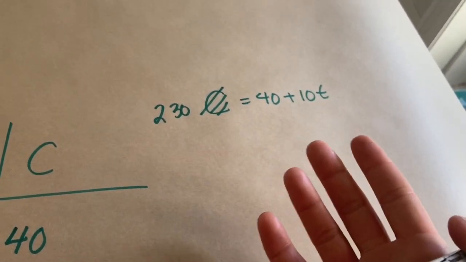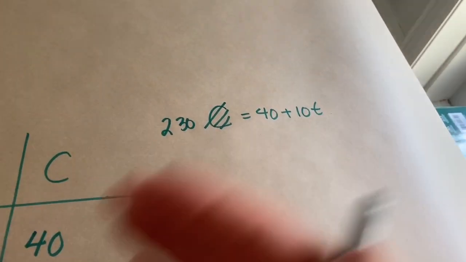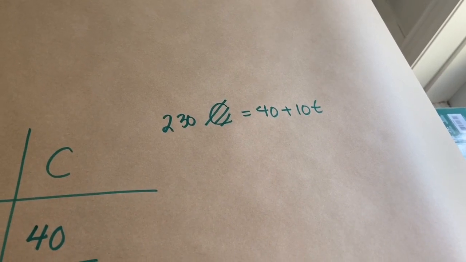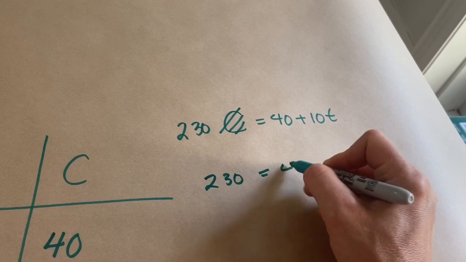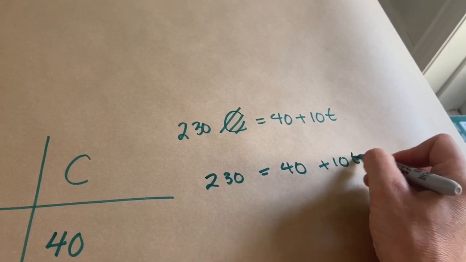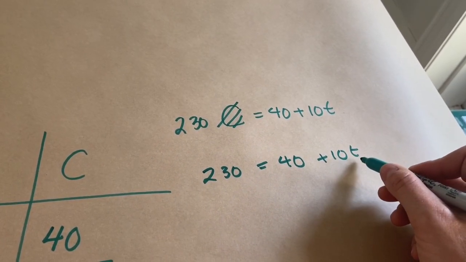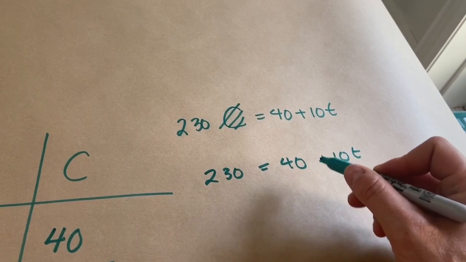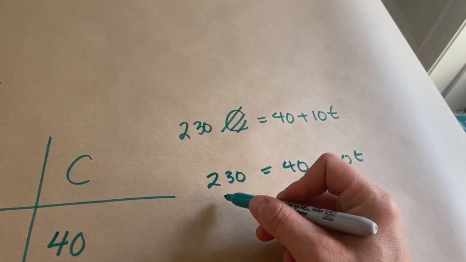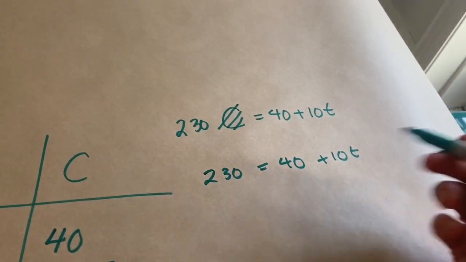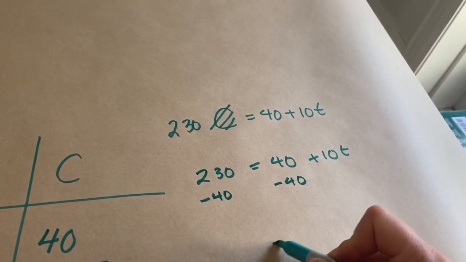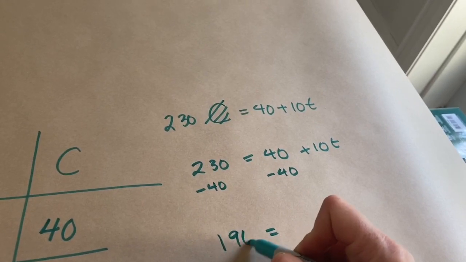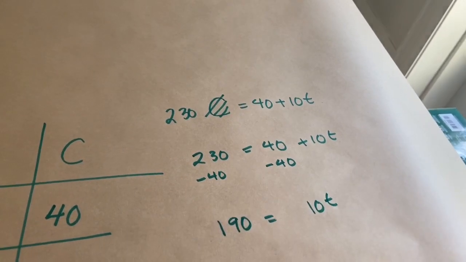Assignment number 3 that we did 2 weeks ago was all about algebra and solving equations. So what we want is to get this t all by itself. I had a t, I multiplied by 10, and I added 40, and I got 230. So I want to undo those things. So I want to subtract 40. So that means I have 190 is equal to 10t.